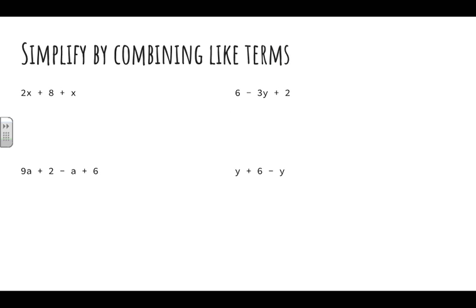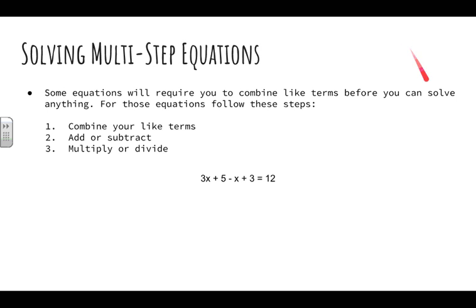All right, I'm going to move on. Multi-step equations contain like terms that we would have to combine before we do any of our solving. So some equations are going to require you to combine like terms before you could solve anything. For those equations, we're going to follow these steps. Number one, we're going to combine our like terms. Number two, we're going to add or subtract. And then number three, we're going to multiply or divide.